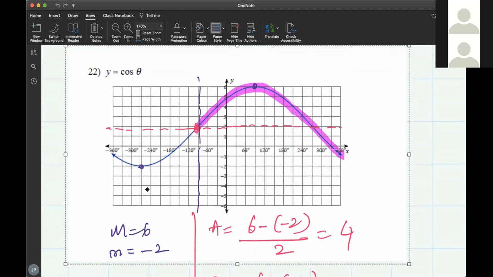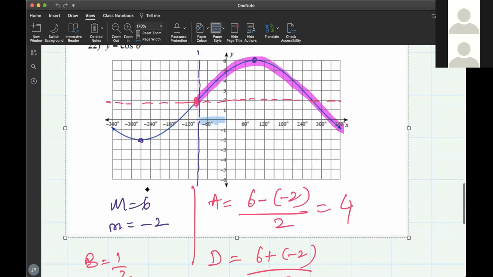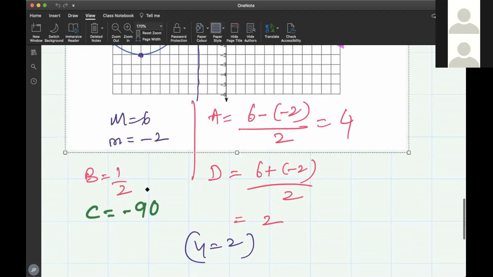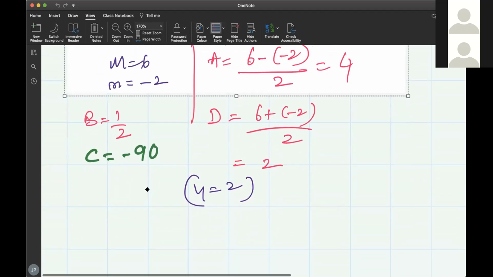Whenever it's on the left, you have to be careful how you mark the C. It shifted to the left by 90. Can you see that? It's 30, 60 and 90. Shifted to the left by 90. So the value of C is actually -90. Be careful how you're entering that value C. -90 on the left-hand side. So you have A, B, C and D. Now it's just about putting it together.